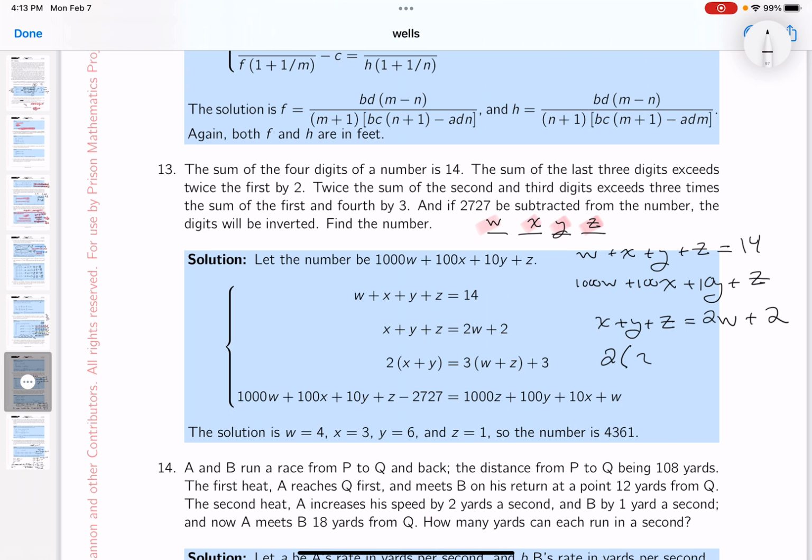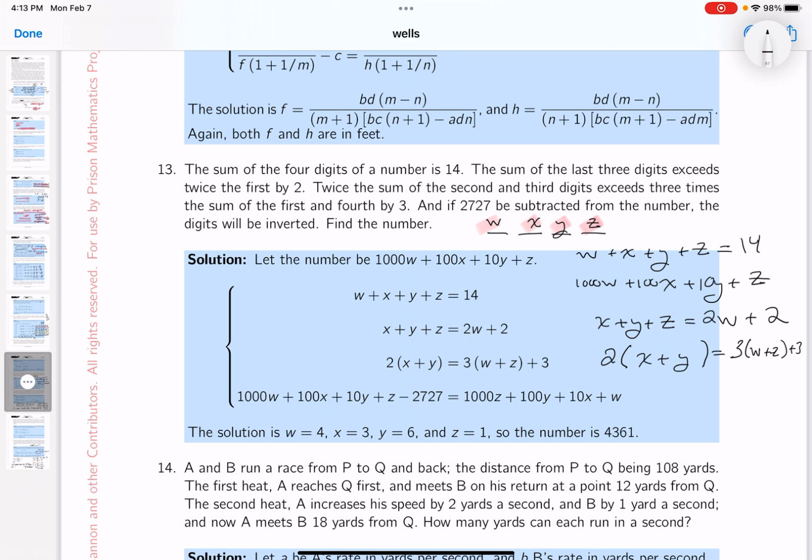Well, the second and third digit exceeds 3 times the sum of the first and fourth by 3. All right? I'm just reading.